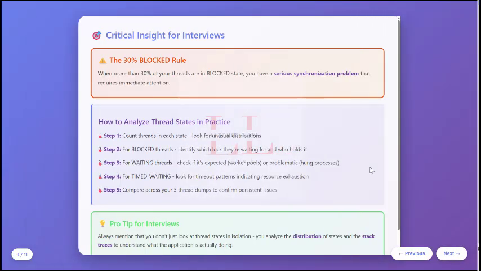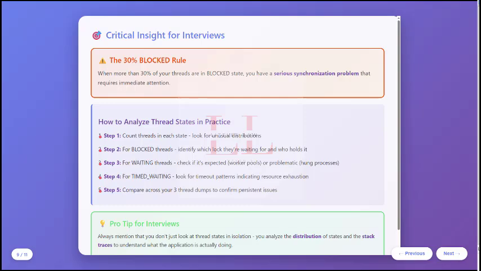And moving on to the ninth slide. The critical insights that you can use to impress the interviewers are the 30% blocked rule. When more than 30% of your threads are in blocked state, you have a serious synchronization problem that requires immediate attention. This is not just a guideline, it's a red flag.